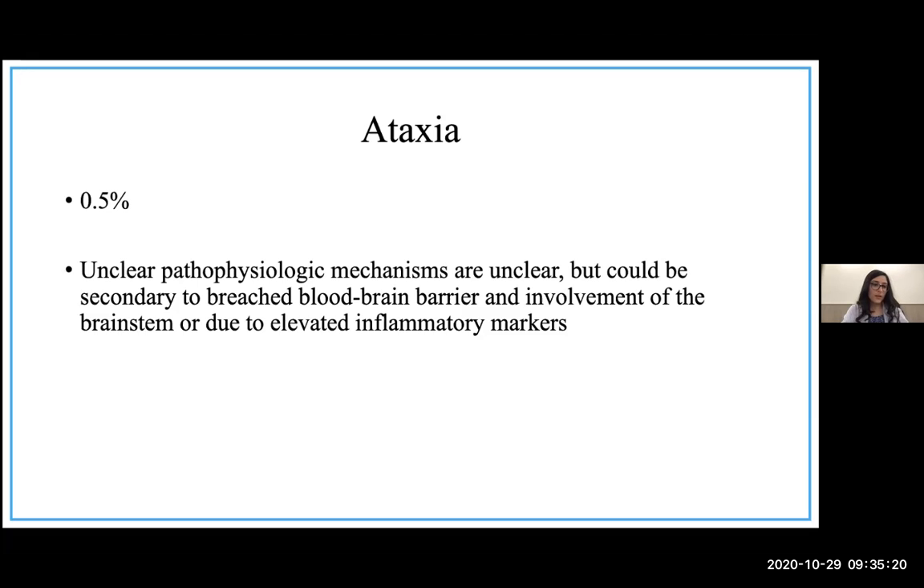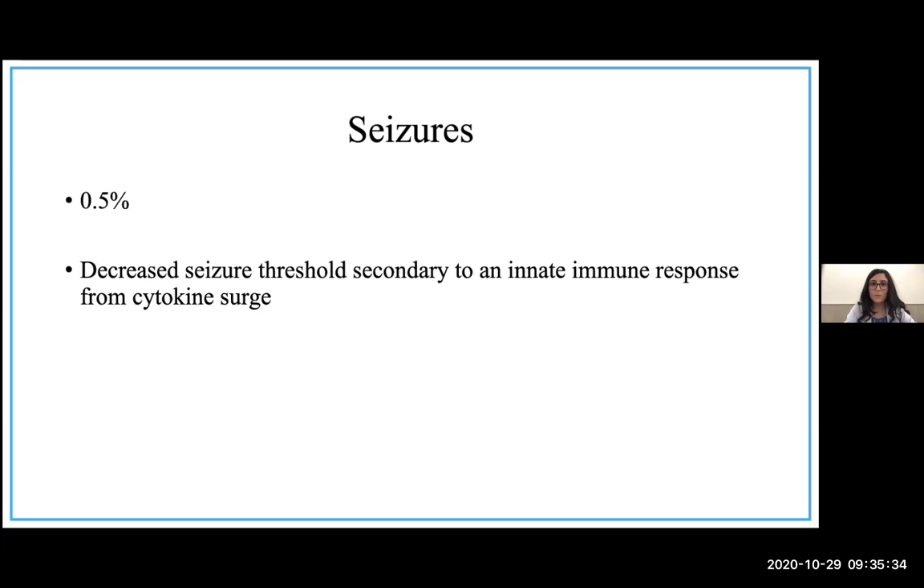About 0.5% of patients also suffered from ataxia with unclear pathophysiological mechanisms, but it's believed to be secondary to breached blood-brain barrier and involvement of the brainstem, or due to elevated inflammatory markers. About 0.5% of people also had seizures, but this is not because the virus primarily caused seizures, but because it decreased seizure threshold secondary to innate immune responses from cytokine surge.